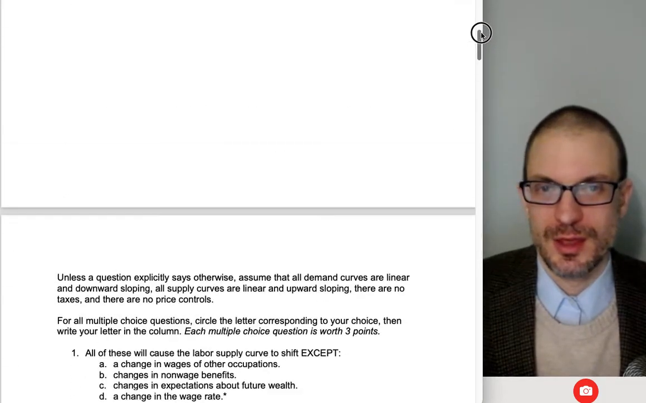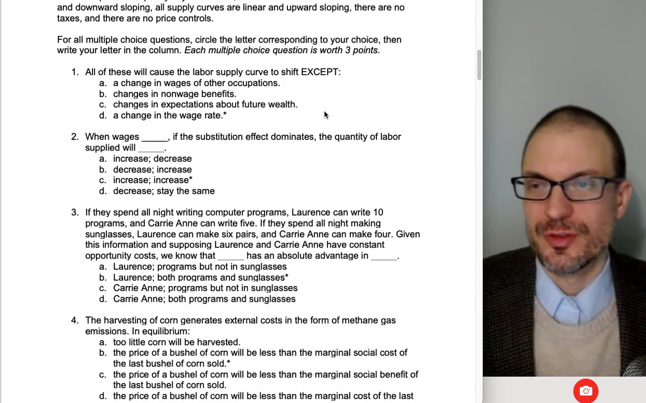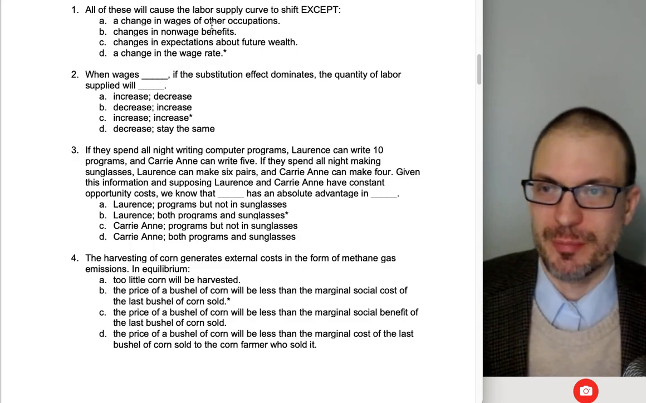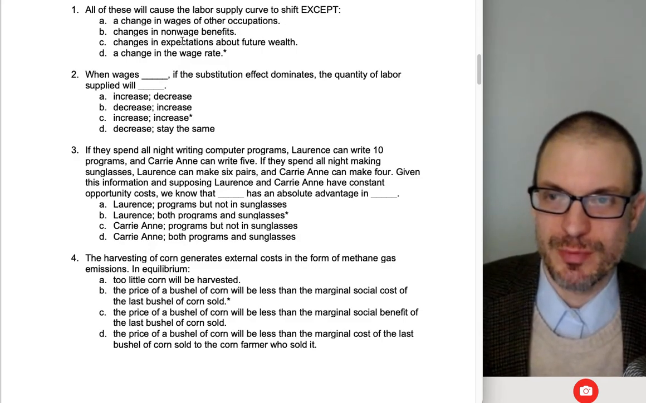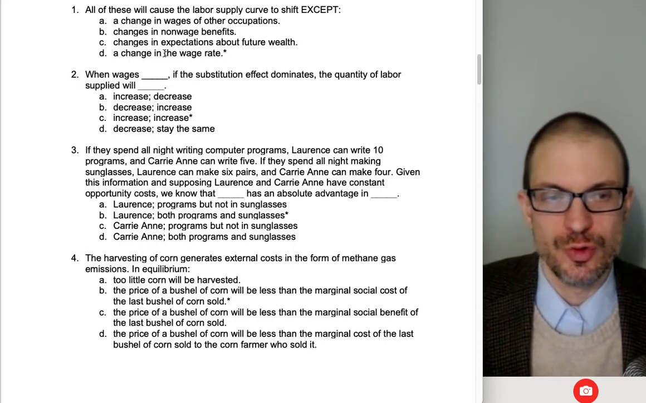Now I'll go through it a little more deliberately. The first question: all of these will cause the labor supply curve to shift except. The choices are a change in the wages of other occupations, a change in non-wage benefits, a change in expectations about future wealth, and a change in the wage rate.